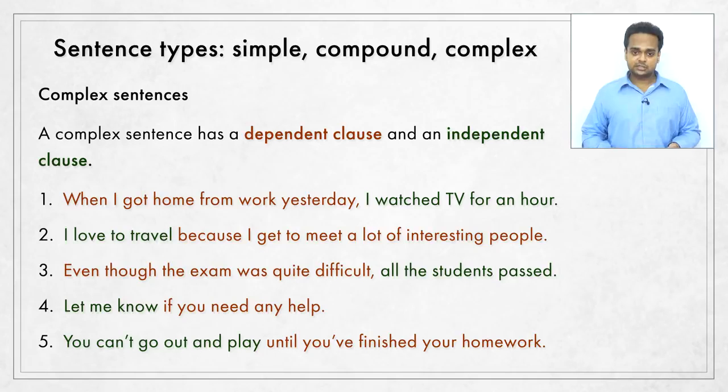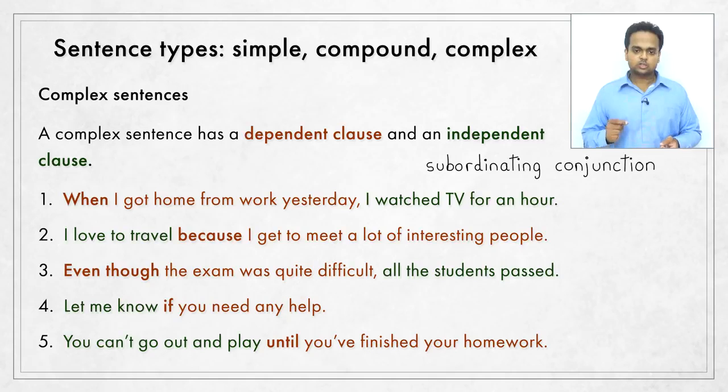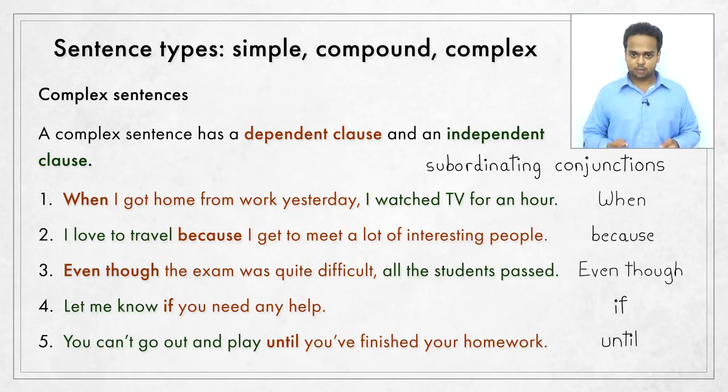Now, in all of these examples, you see that the dependent clauses start with a linking word, like when, because, even though, if, and until. These words are conjunctions, but they're called subordinating conjunctions. The dependent clauses are also called subordinate clauses. It means the same thing. So the conjunctions are subordinating conjunctions.